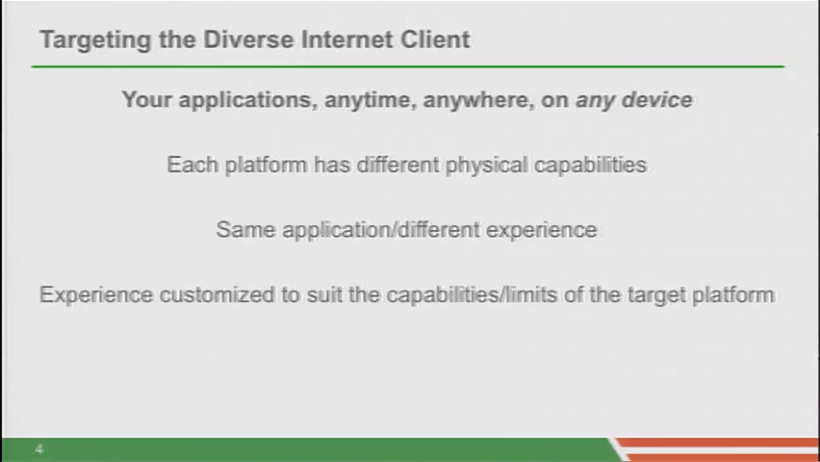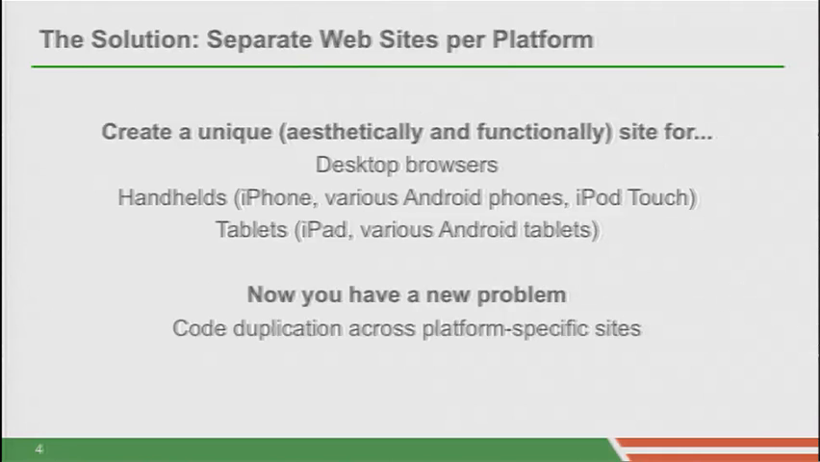But again, each one of these platforms has different physical capabilities, and you want to offer the same application, but an experience geared toward each one of those. And the key solution to this, a lot of times, is to create a unique, aesthetically and functionally, a unique website for each one of these devices. And that's exactly what we showed with the Amazon example. You see that you have a unique mobile Amazon, you have a unique desktop Amazon. And it's great. You want to be able to target the desktop browsers, the iPads, the tablets, and the iPhones, handhelds, Androids, what have you.